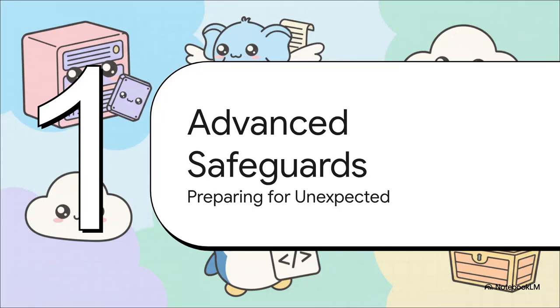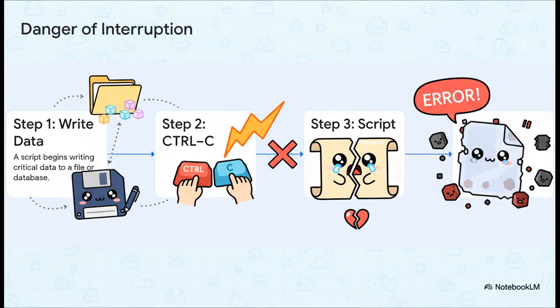Time to level up with some advanced safeguards. These are the tools that make your script tough enough to handle all the weird, unexpected problems the real world is going to throw at it. Okay, picture this. Your script is running. It's right in the middle of writing some really important data to a log file. And then someone hits Control-C. The script just dies right there, leaving that file half-written, totally garbled, and completely useless.